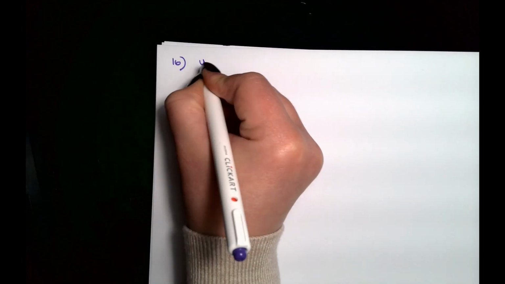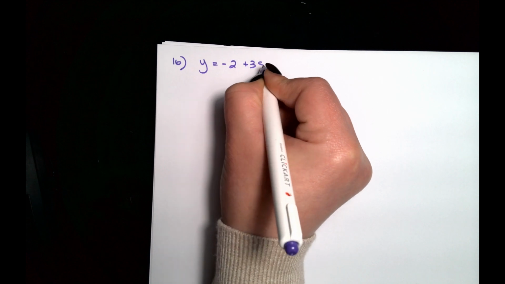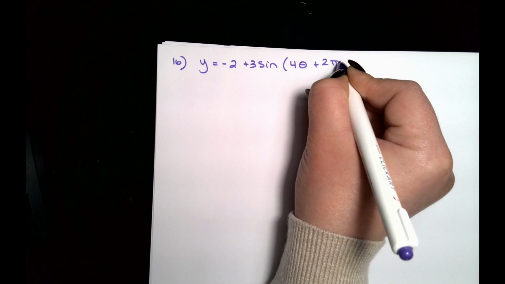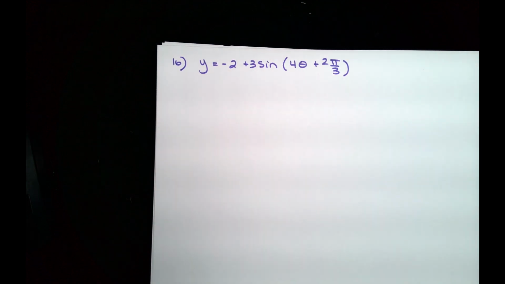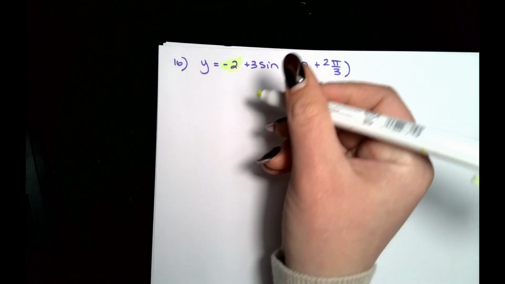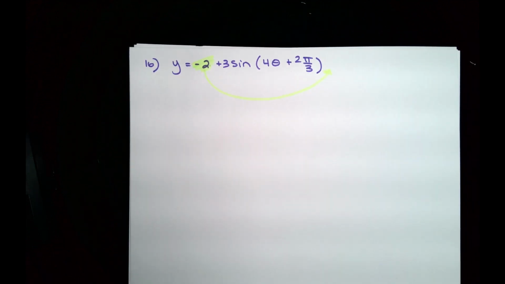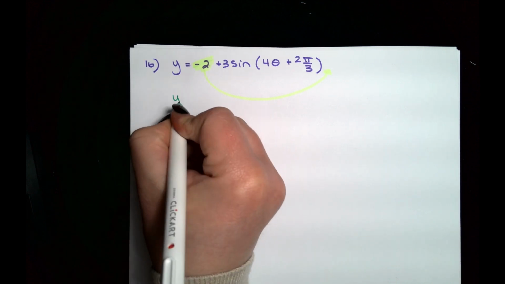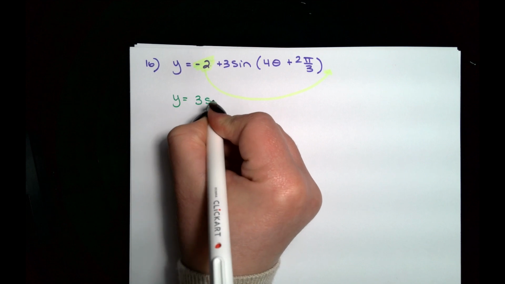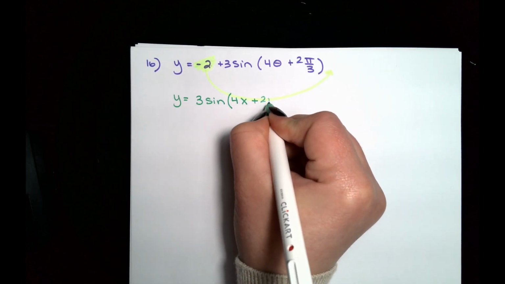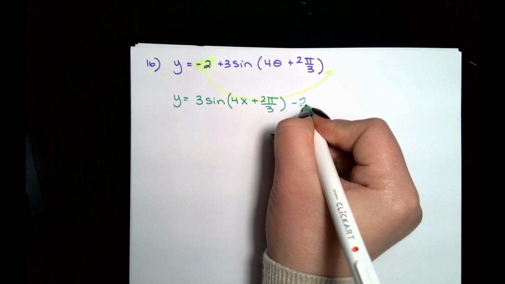Question number 16. We have y is equal to negative 2 plus 3 sine of 4 times theta plus 2 pi thirds. This is where the computer sometimes places your k value in the front, so instead, go ahead and put that in the back. And I'm also going to rewrite this in the form of x. So here's our k in the back.